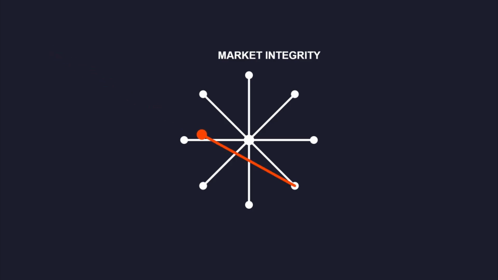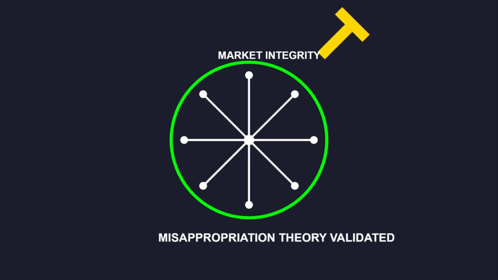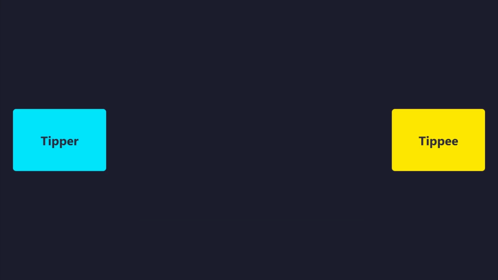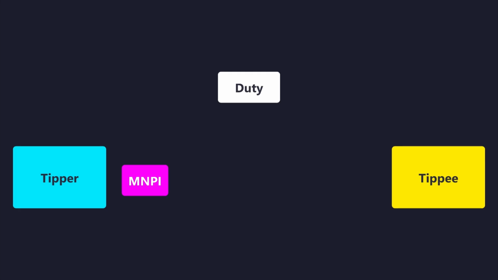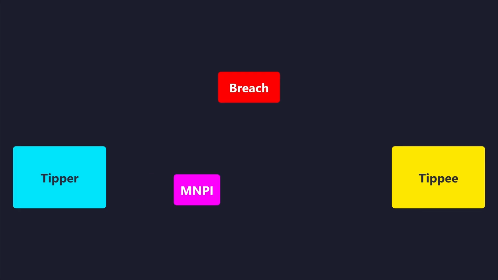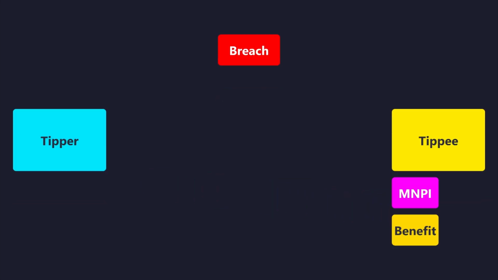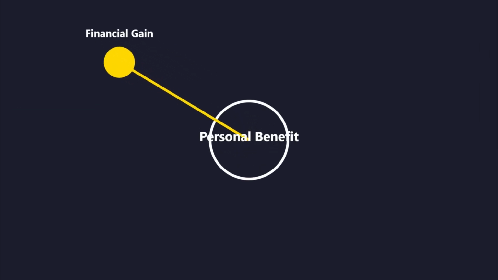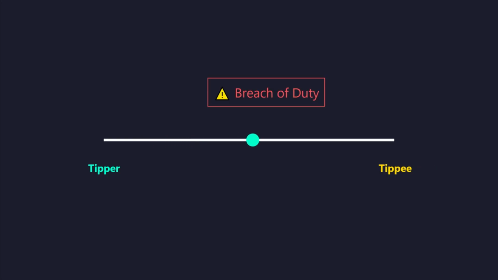In United States v. O'Hagan, the Supreme Court validated the misappropriation theory, protecting the integrity of the markets from deceptive outsiders. A tipper is liable if they provide material, non-public information to another person in breach of a duty for a personal benefit. The personal benefit can be pecuniary gain, a reputational benefit, or even the gift of information to a trading relative or friend.